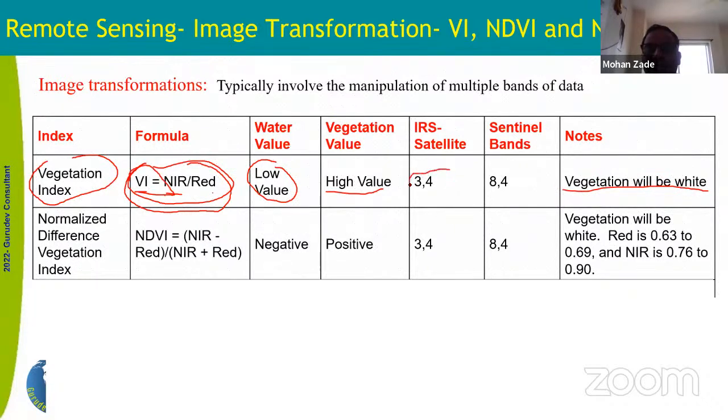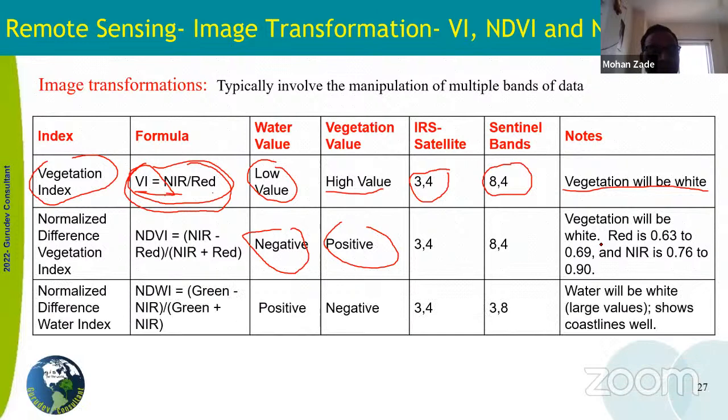And IRS satellites have bands 3 and 4 as NIR and red, and Sentinel 8 and 4. The normalized difference vegetation index. A normalized difference vegetation index is nothing but the normalization of NIR minus red divided by NIR plus red. This is negative for water and positive for vegetation. Here the ratio is always -1 to +1, and you can see here the vegetation will always appear high, and an NDVI value of greater than 0.2 will always be vegetation.